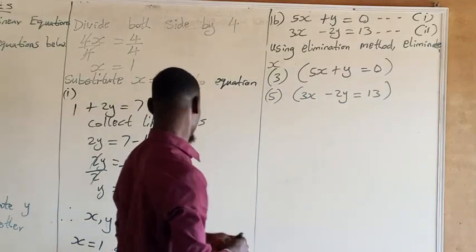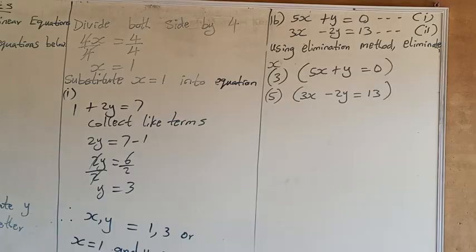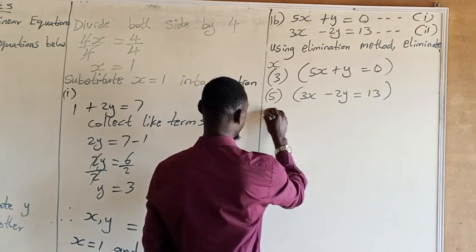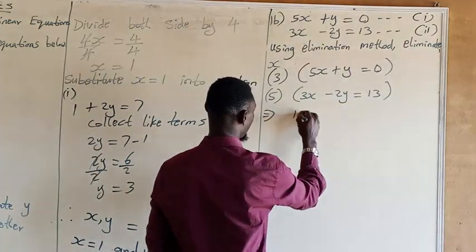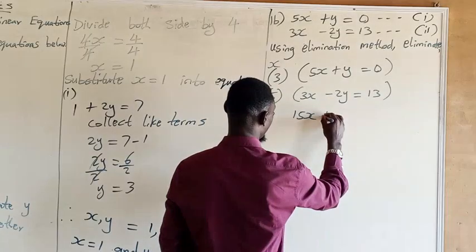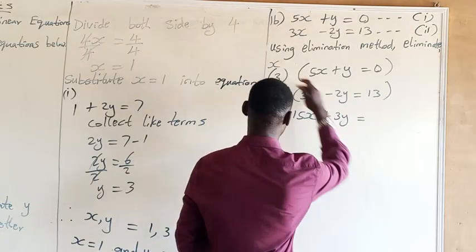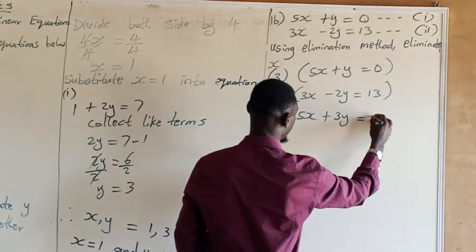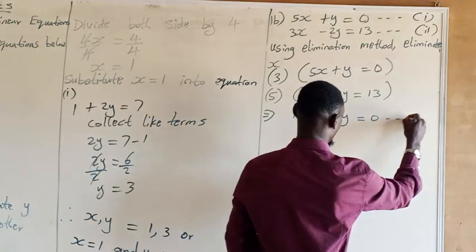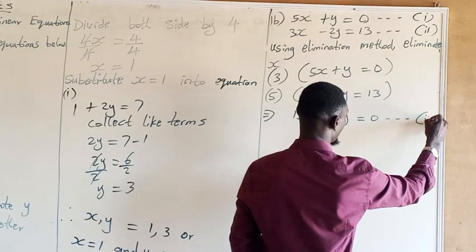We want to make, just like the first one, it's already clear. We want to convert it to this format so that we introduce sign and we get our answer. So this implies that 3 times 5 will give us 15x. 3 times this will give us 3y is equals to 3 times 0 will give us 0. If you check very well, this becomes a new equation. This becomes equation 3.